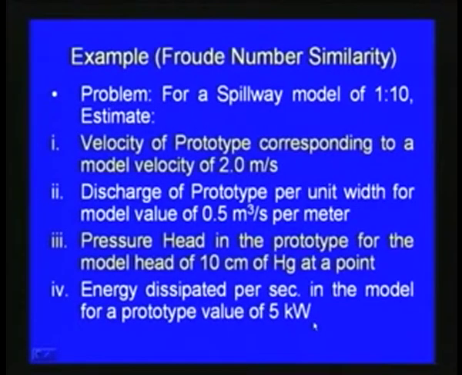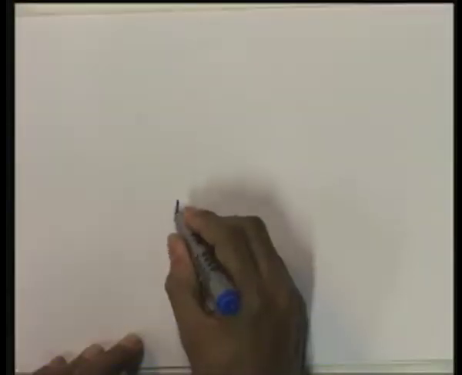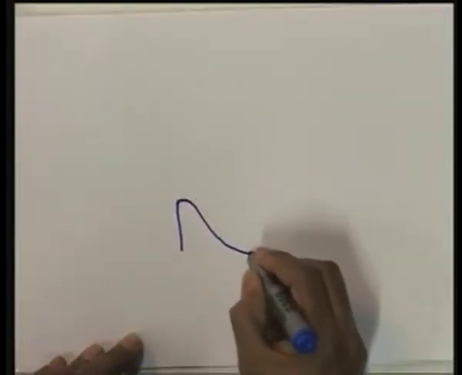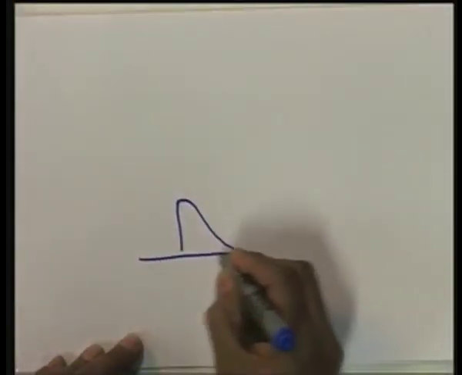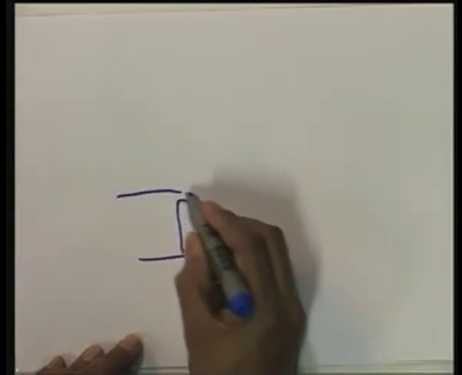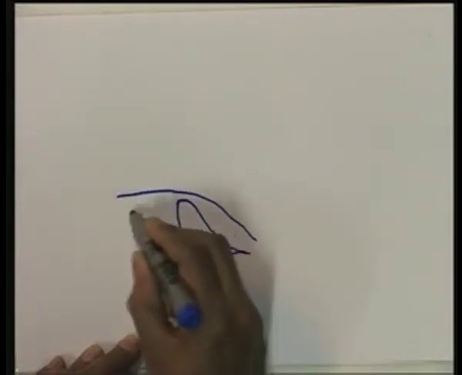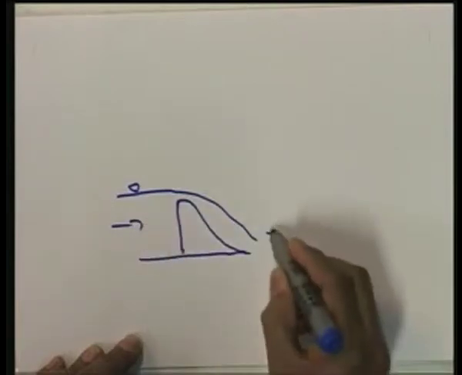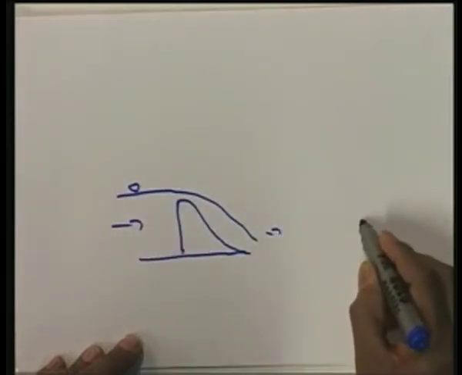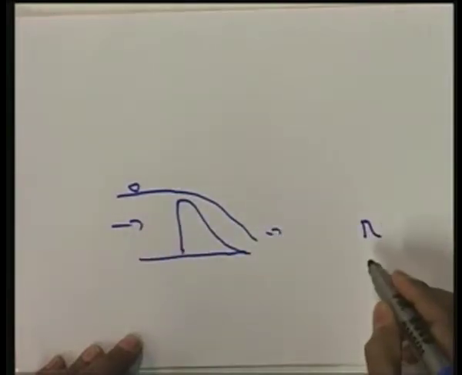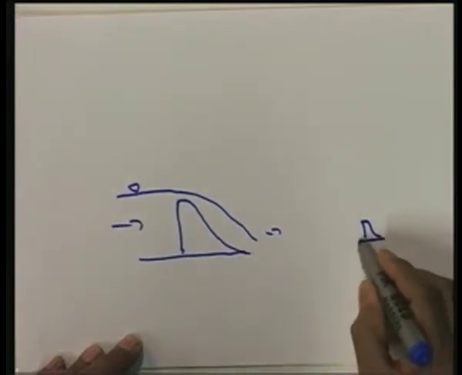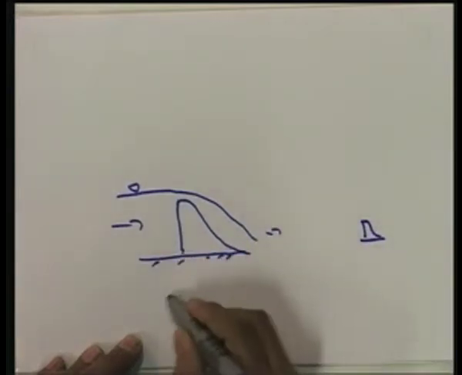Here what we consider is a spillway. If we consider a spillway like this, this is the prototype, and the flow is taking place like this. If you consider a small model of scale 1:10, corresponding to this is the prototype.